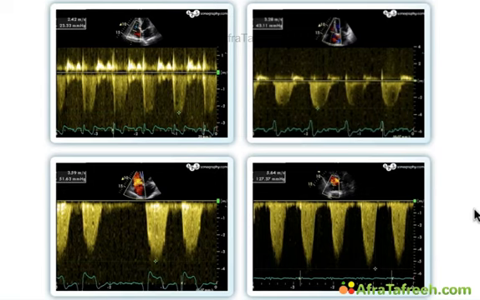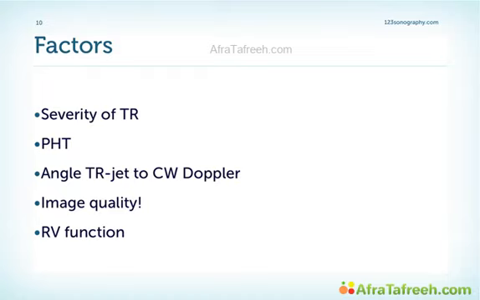Andreas, why do you think this is the case? Well, that's not only due to TR severity, but also to right ventricular function. Both influence the shape of the TR signal. So to summarize, there is a number of factors influencing the TR signal. That's first of all the severity of TR, pulmonary hypertension, the angle of the TR jet to the CW Doppler signal, and of course image quality, and don't forget right ventricular function.